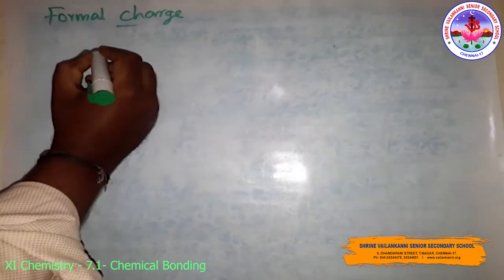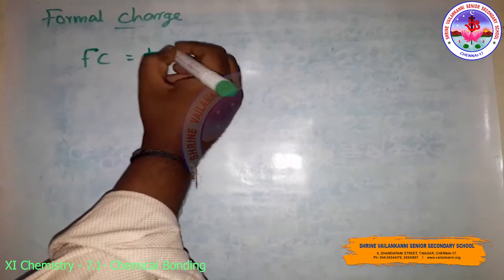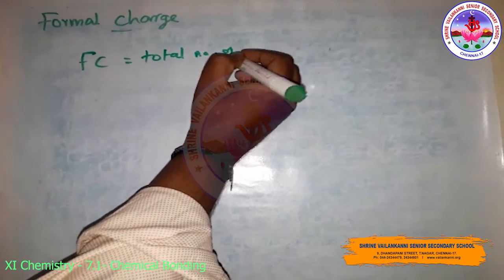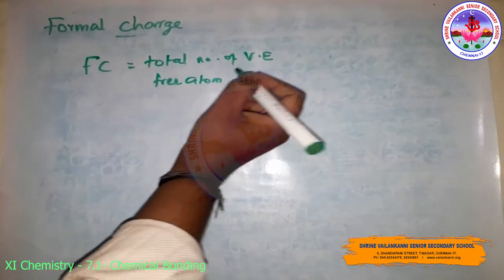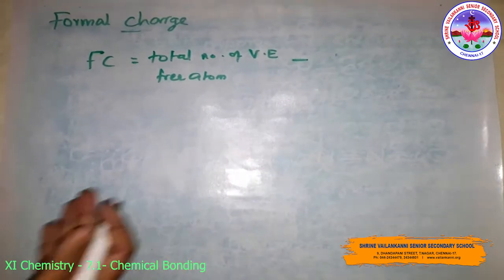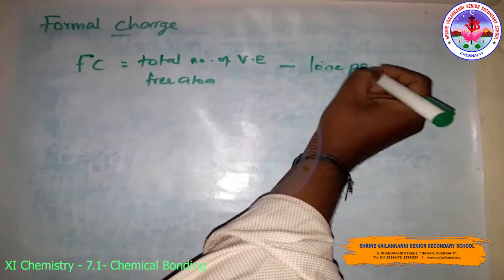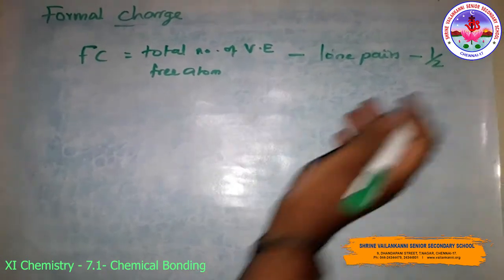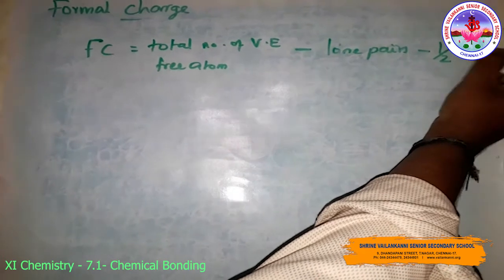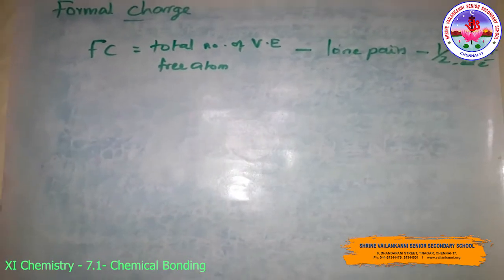Simply, we can express that formal charge is equal to the total number of valence electrons in the free atom, minus the total number of non-bonding electrons, that is, lone pair electrons, minus half into the bonding pair, that is, shared electrons. So this is the formula.